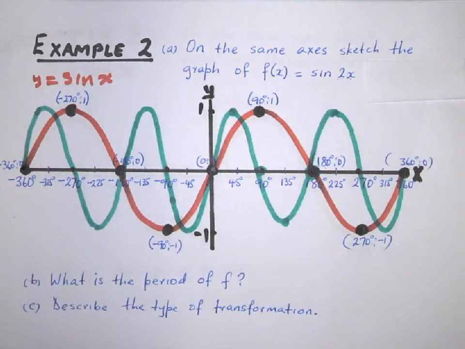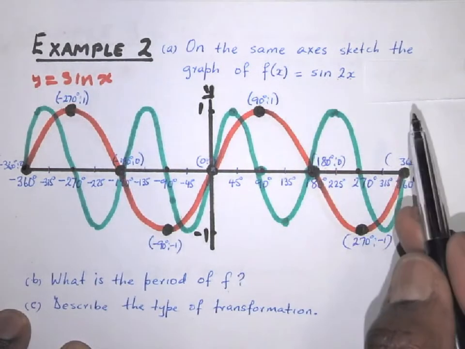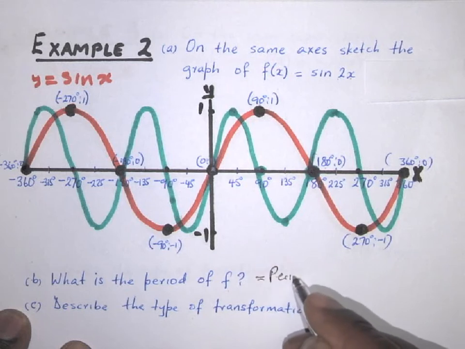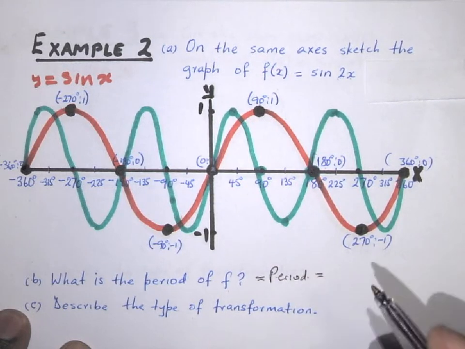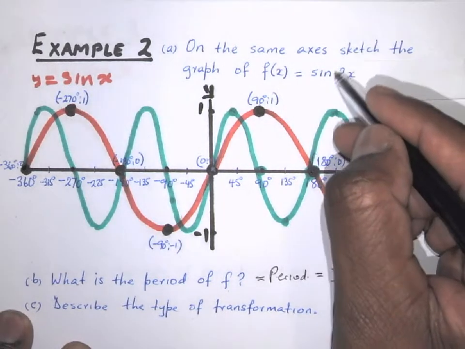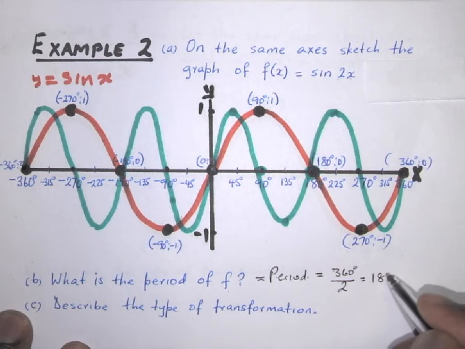Okay? Now here's a question. The question is, what is the period of the graph of f? This new graph that we've drawn. The period of this thing. So let's write here the period. The easy way of finding the period is just taking 360 degrees and dividing by that number which is there. We divide by 2 and the answer is 180 degrees.